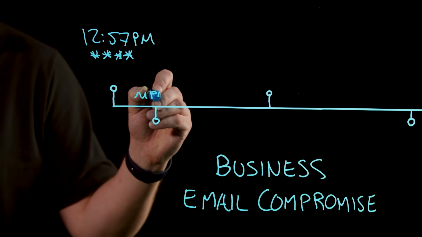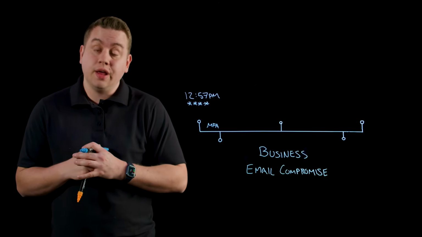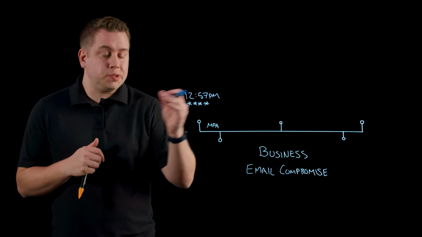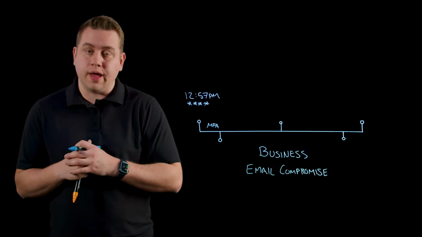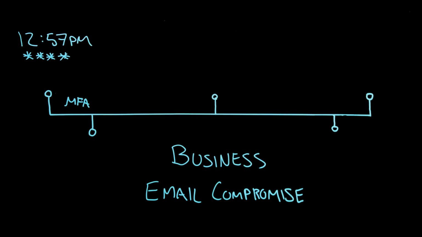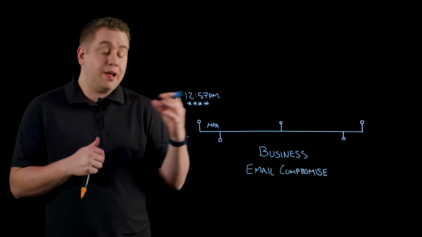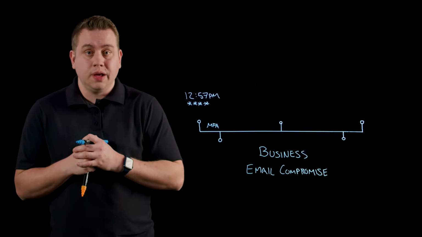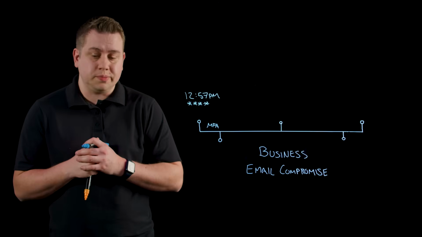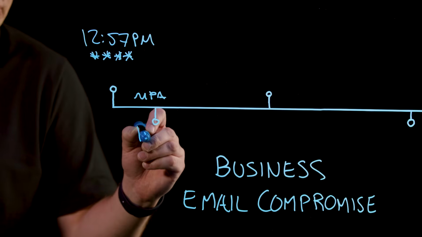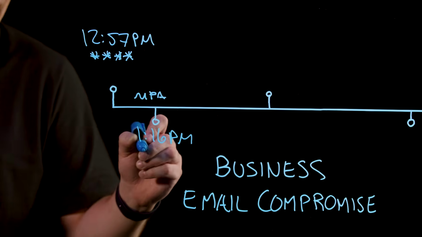Now, typically, you might have something like multi-factor authentication that could really help you here and make sure that this person can't get into your environment. Unfortunately, this user made a critical error and accepted the multi-factor push from the attacker. Now that the attacker has access to the environment, they're going to start to use their credentials to get further into their business systems. At 1:16, we see evidence of this starting to take place.